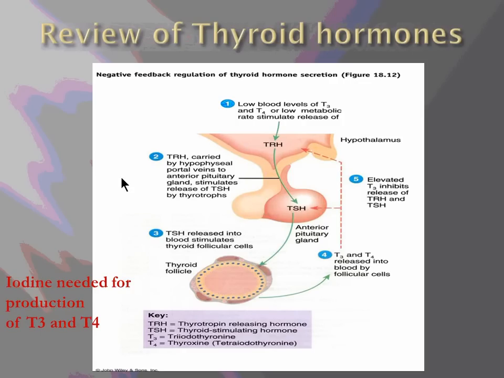So here is a review of the thyroid hormone. Again, you can see this whole cycle. Low blood levels of T3 or T4: because the blood level is low, obviously you want it to be secreted. So TRH secretion is stimulated, which causes secretion of TSH from the pituitary, which acts on the follicular cells and causes T3 and T4 to be liberated. When the levels rise, they have that negative feedback action. And obviously you need iodine to produce T3 and T4.